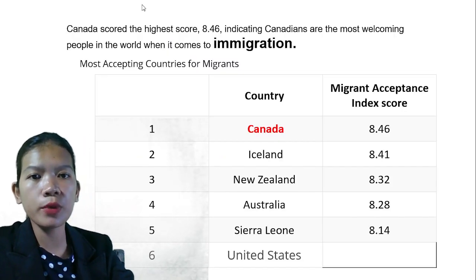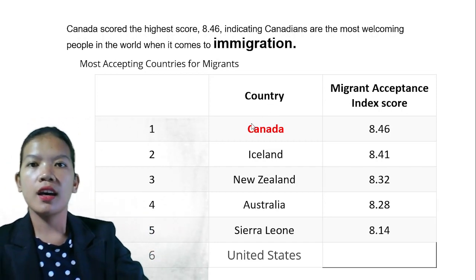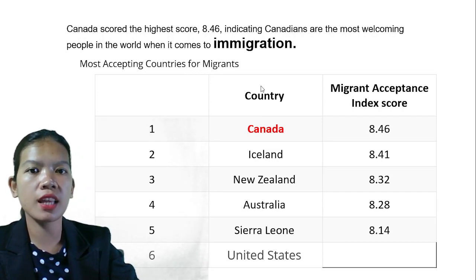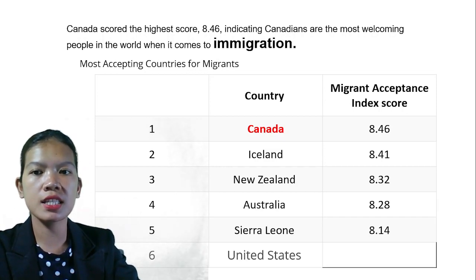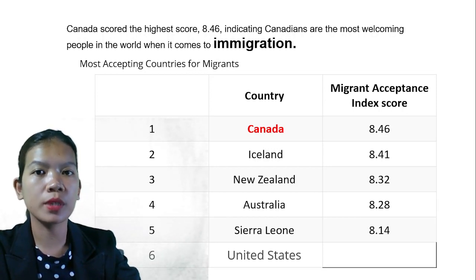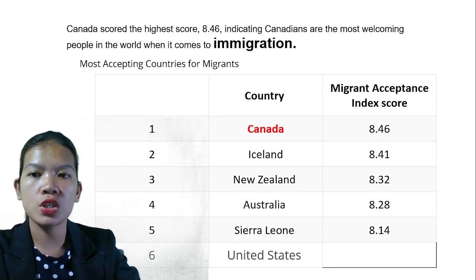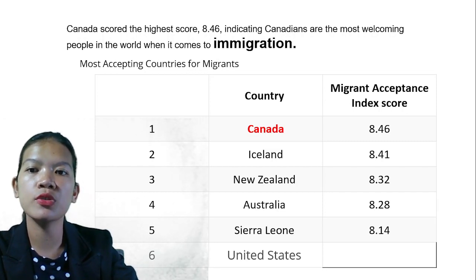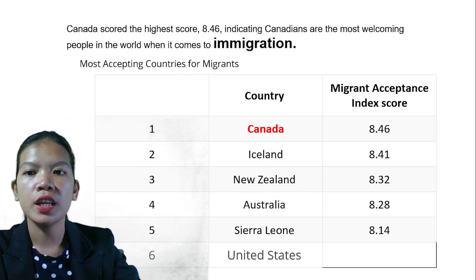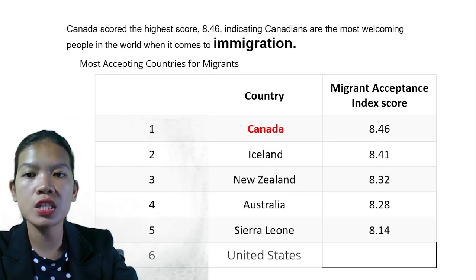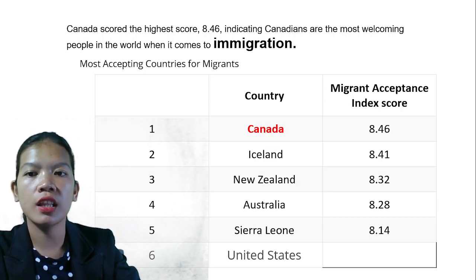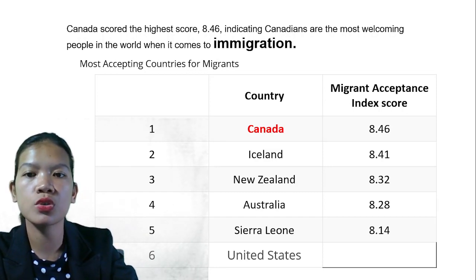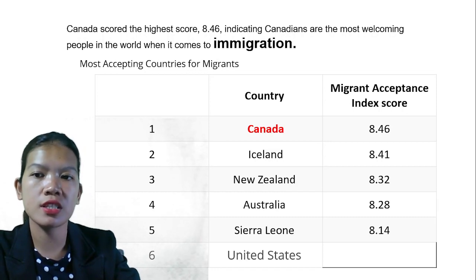All right. So here we have the country scored with 8.46, indicating that Canadians are the most welcoming people in the world when it comes to immigration. Immigration is a movement of people from their home countries with specific factors, of course, like our OFWs, they desire to obtain a higher wage rate, improve the standard of living, have job opportunities, gain education, and others also, other reasons or non-economic factors like leaving their country because of persecution, ethnic cleansing, genocide, war, natural disasters, and the like.